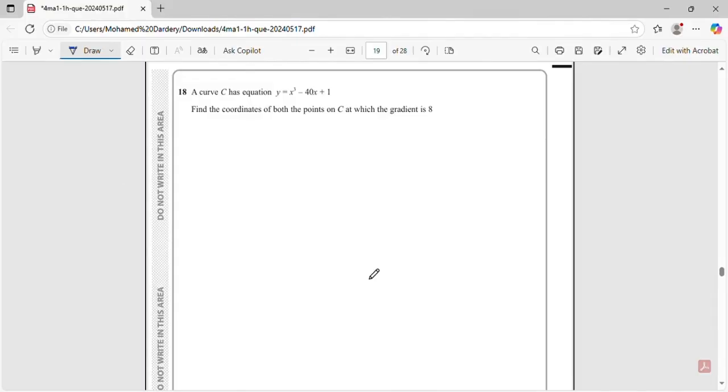Question 18, curve C has an equation, and he gave me the equation, and he asked me to find the points on C at the gradient. Of course, as long as he asked me for the gradient from this equation, I have to find the derivative for this equation, which is y dash. It will equal 3x power of 2 minus 40, and he said that the gradient is 8, so this all equals 8. So I have to deal with this part.